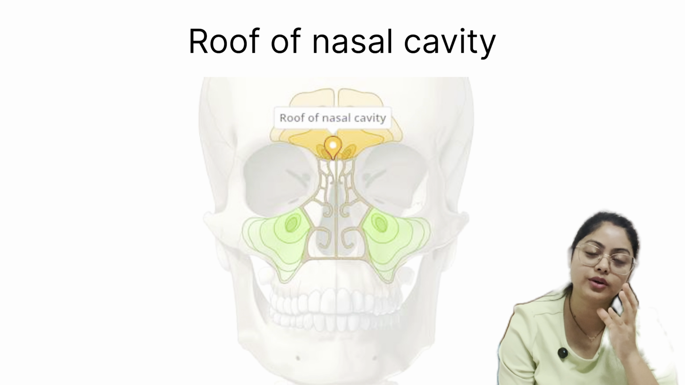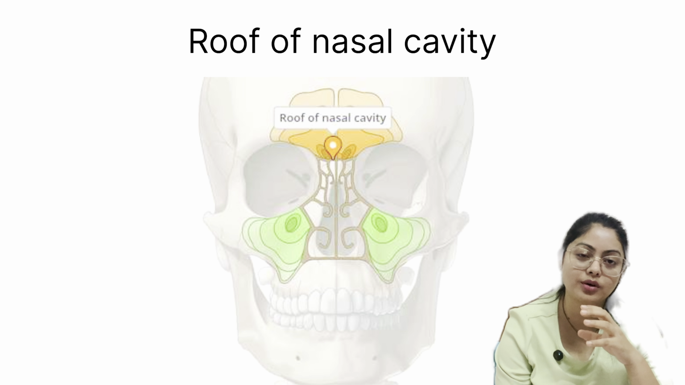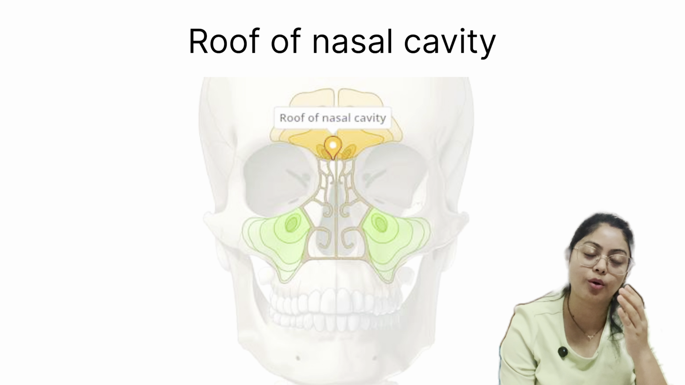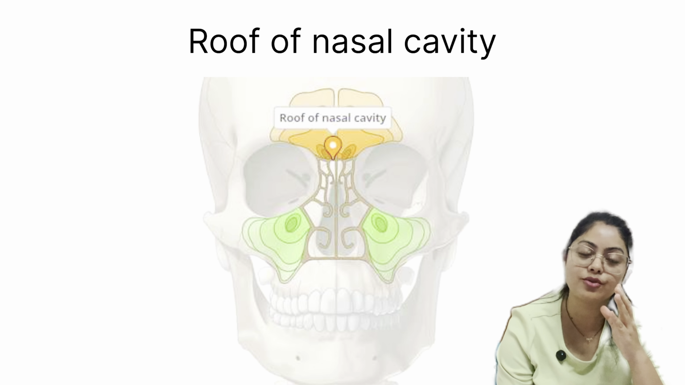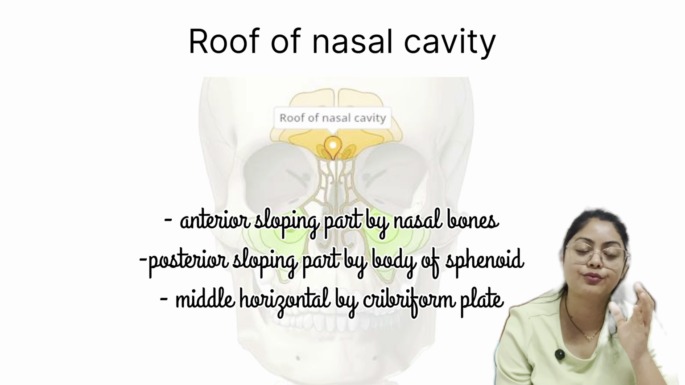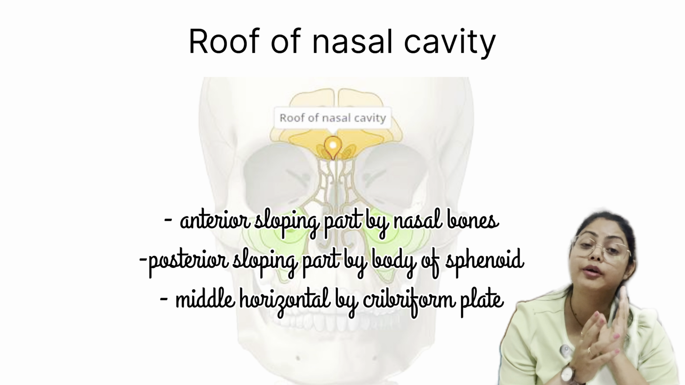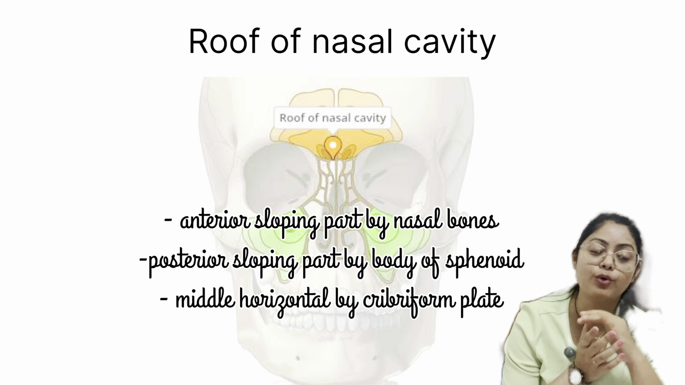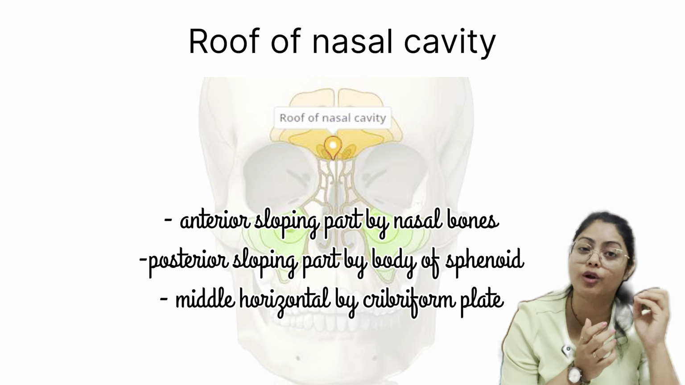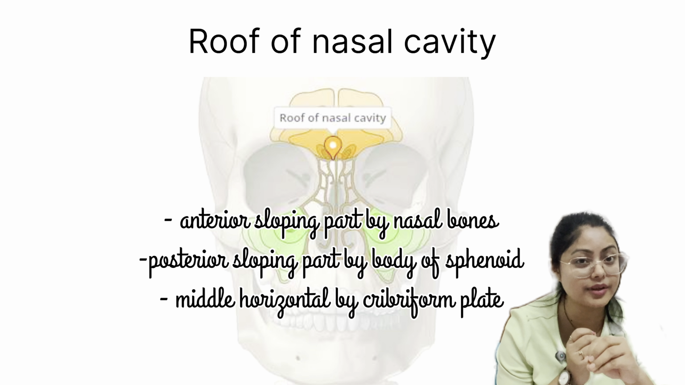Talking about the roof of the nasal cavity proper, the anterior sloping part is mainly formed by the nasal bones, while the posterior sloping part is formed by the body of the sphenoid bone, and the middle horizontal part is mainly formed by the cribriform plate, which is a part of the ethmoid bone and has perforations through which the olfactory nerves enter into the nasal cavity.